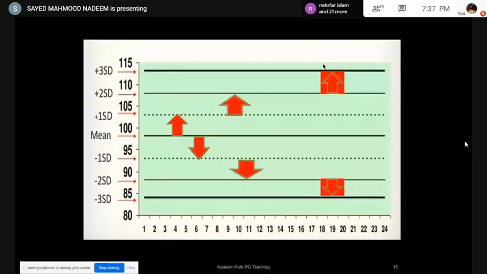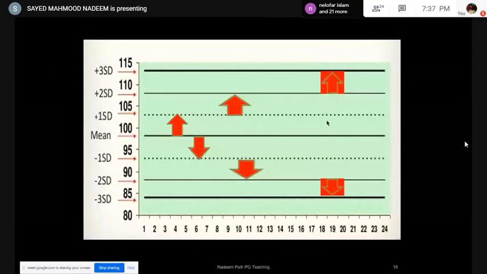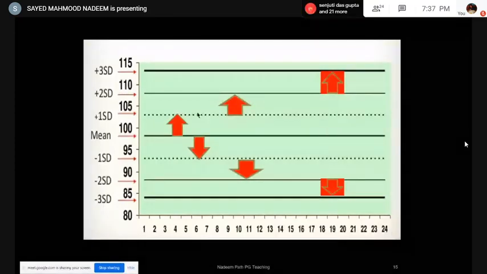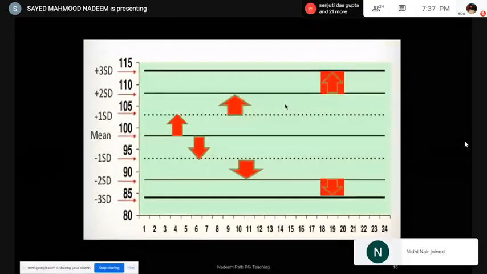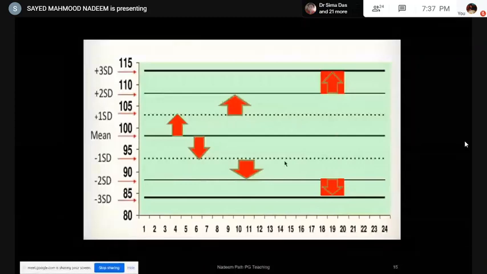Any control point beyond this would be read as beyond 3SD. It is very important to understand the limits and boundaries of the LJ chart because the terminologies in Westgard rules are all related to these limits and boundaries.